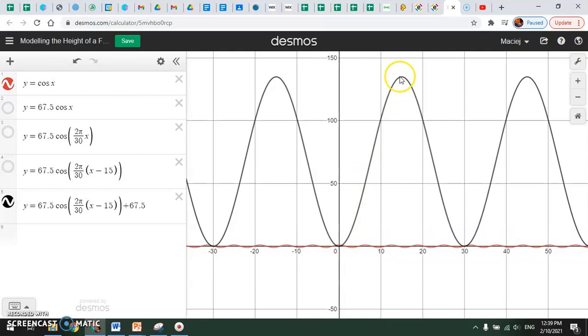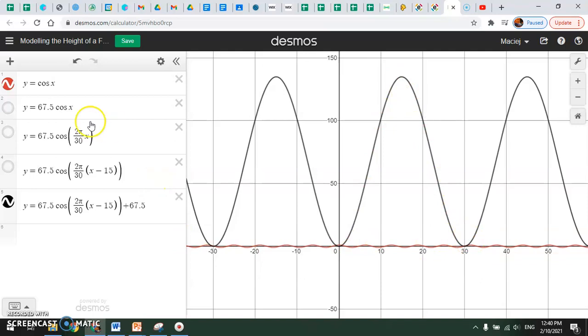You reach your maximum height of 135, because we know that's the height of the Ferris wheel. And then that's the high point, and that's halfway through your journey, 15 minutes. And then you're coming down, down, down until you get to the end again. You're done your journey. 30 minutes have passed. Your height is now 0 again. So here's one full wave and one full part of your journey.